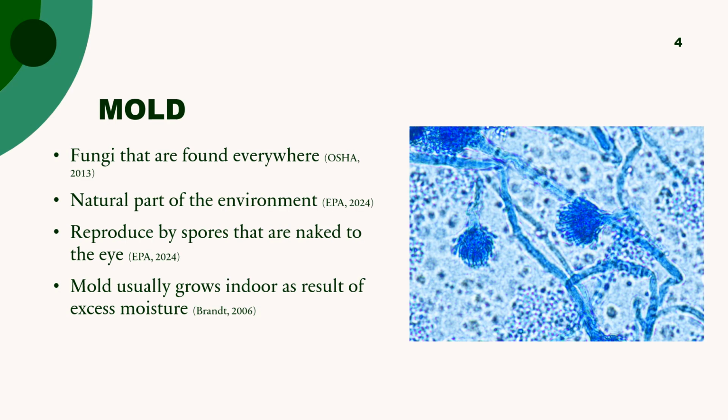Okay, so mold are fungi that are found virtually everywhere. Mold is a natural part of an environment whose role is to break down dead organic material. They reproduce by spores, which are tiny and invisible to the naked eye. Spores travel through the air and they are highly resistant. They survive dry and unfavorable conditions and can survive for a long time in these conditions. Mold needs moisture to grow and usually grows indoors as a result of spores landing on something wet.